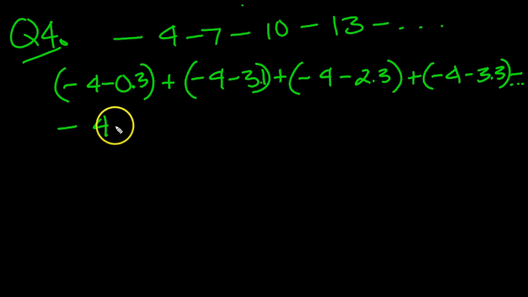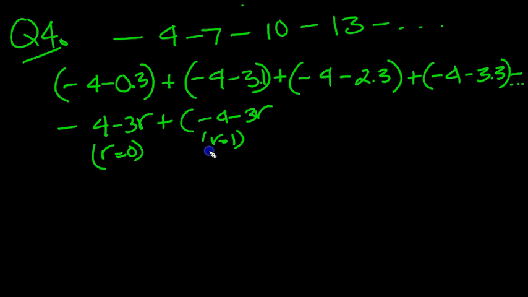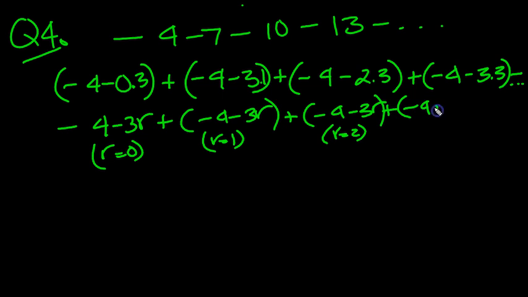pattern then. -4 minus 3r, agreed? When r is 0. And the next one would be -4 minus 3r when r equals 1, yeah? And then the next one would be -4 minus 3r when r equals 2. -4 minus 3r when r equals 3, and it carries on in the same manner. So it looks like we're fairly happy with this, doesn't it? So we've got that. Okay, good.